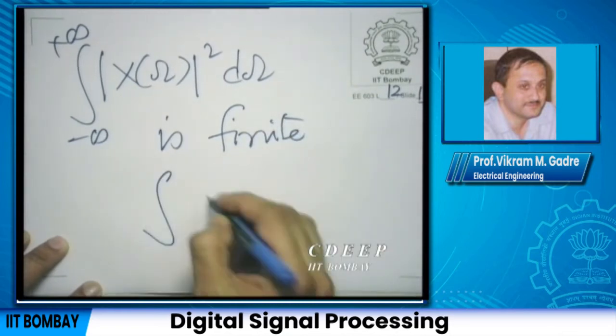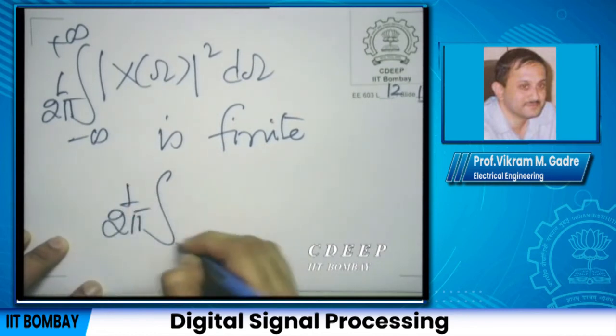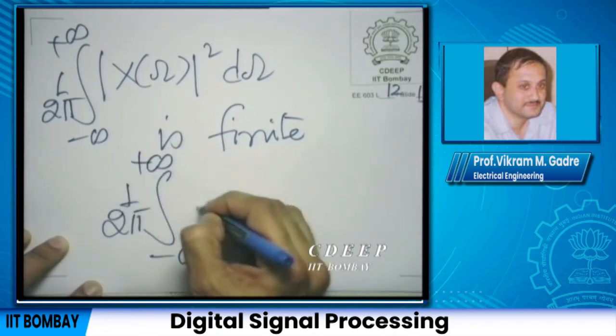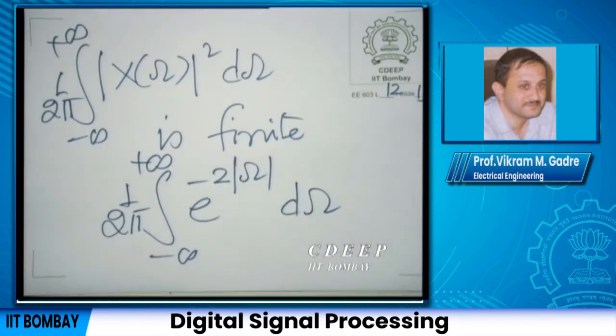It is the integral from minus infinity to plus infinity of e raised to the power minus 2 mod omega d omega, and this is a very easy integral to evaluate, isn't it? It is finite. However, this is not band limited. This is like being human, and band limited is like being Indian. Both of them of course live for a finite time, but being human does not necessarily mean being Indian. Being finite energy does not necessarily mean being band limited.